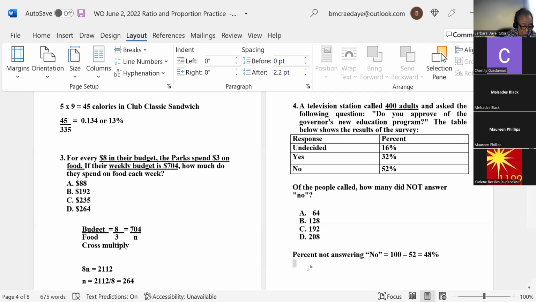So what you're really doing is finding 48% of 400. That's your total. No, you want to find the percent of the total. The total number of people is 400. So like Mercedes said, make that a decimal and multiply it times 400. And you got what, Mercedes? 192? Yes, miss. And that's answer what? Answer C.